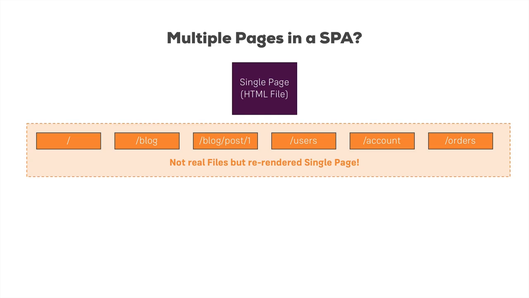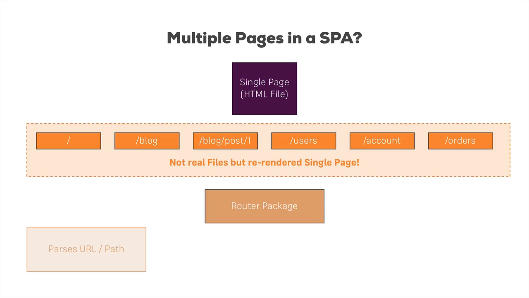Parsing this path, so the part after our domain, and showing the appropriate JSX or component code in our app. And for that, as I said, we're going to use a router package to add such a functionality, so that we don't have to parse that path on our own, which is non-trivial. That router package has a couple of tasks.